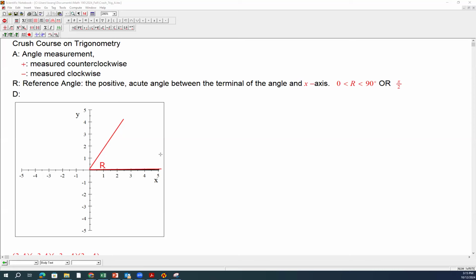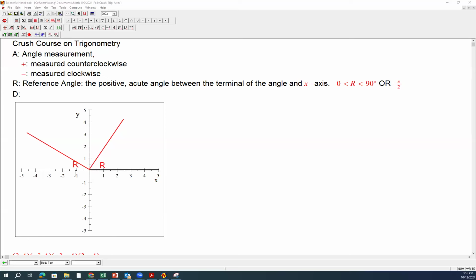Now, then you say, well, I'm going to keep going. I terminate in the second quadrant. In the second quadrant, between the terminal and the x-axis would be this angle.